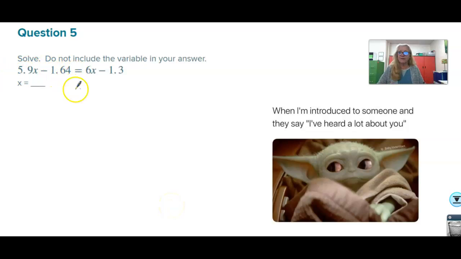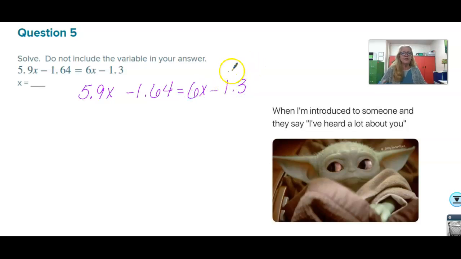All right, so this is question 5. We're getting close to the end already. Gosh, I told you this was going to be quick. 5.9x minus 1.64 equals 6x minus 1.3. Okay, nothing here has changed except for the coefficients are a little nastier looking, okay?